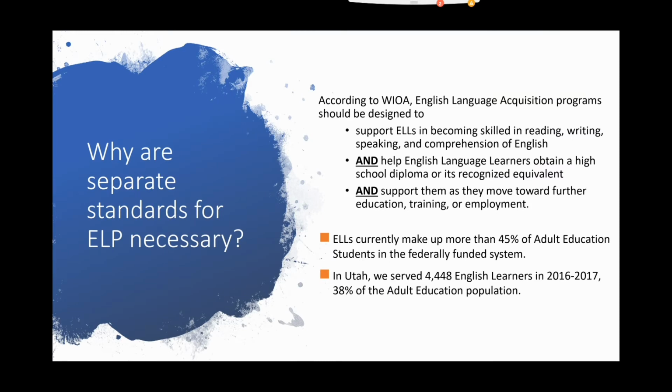So one question is, why do we need these separate standards for English language proficiency? Why not just use the College and Career Readiness Standards for Adult Education?